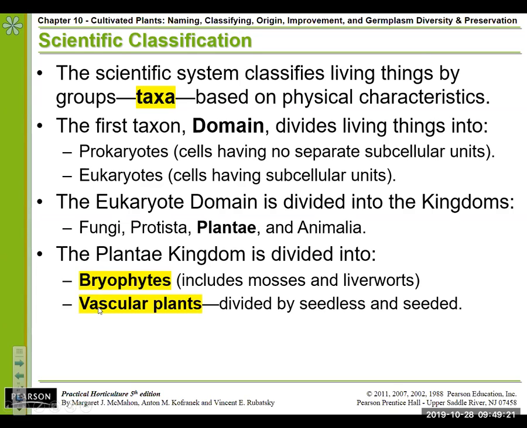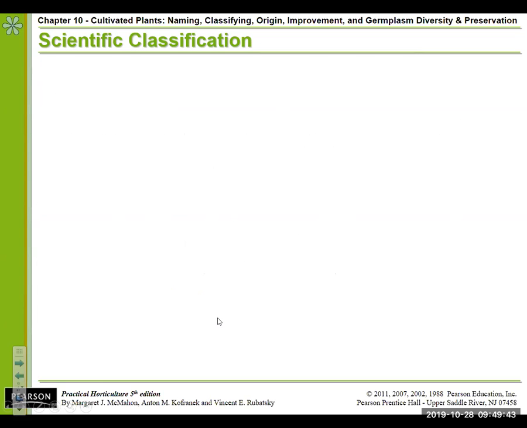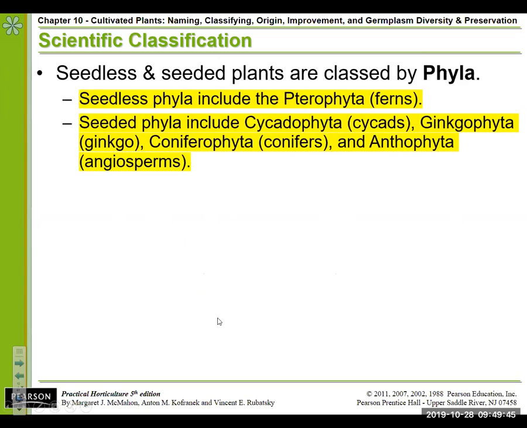Then we have the vascular plants, which basically, think of the vascular system, that xylem and phloem that's allowing the transport of water and nutrients. It allows plants to get taller. And evolutionarily speaking, we divide them between the seedless plants, those that are breeding through spores, and those that do have seeds. So in the seedless phyla, that includes the pteridophytes, which are the ferns.